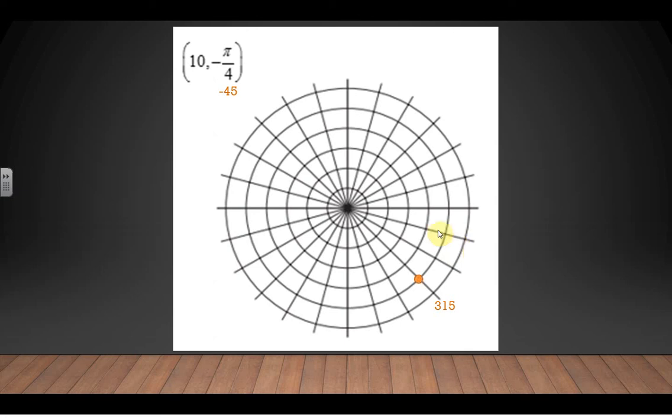From here, I'm going to 10. Again, 2, 4, 6, 8, 10. And that's my positive radius distance. Just a reminder, that's what I was using.